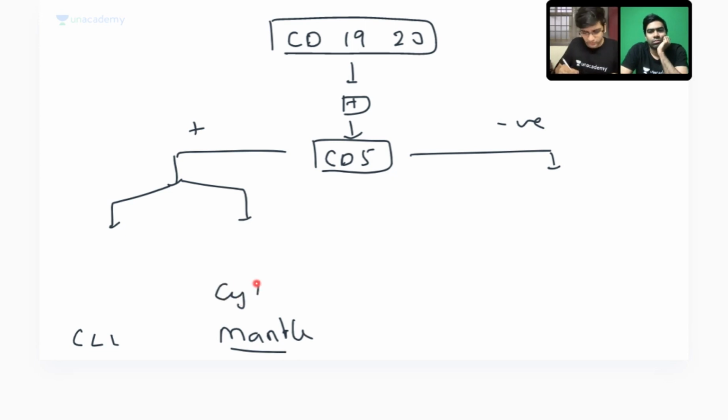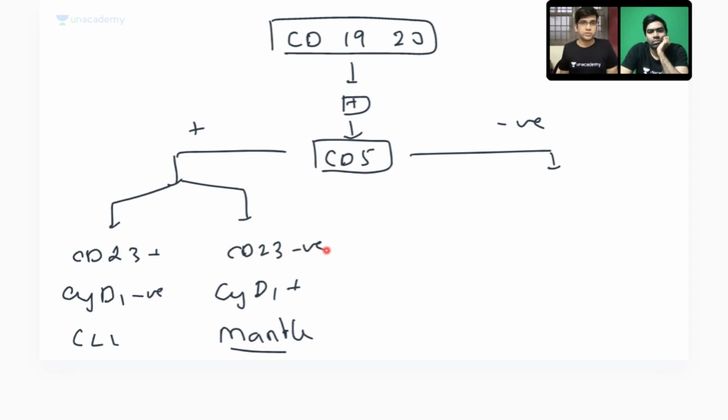So I'm just going to go to cyclin D1. Cyclin D1 positive, mantle, which means cyclin D1 negative, CLL. The other marker, like some of you guys said, CD23. CD23 positive, CLL. CD23 negative, mantle, right? If you know the B cell's journey, it might be much easier. And as of now, I'm going to go with this flowchart.